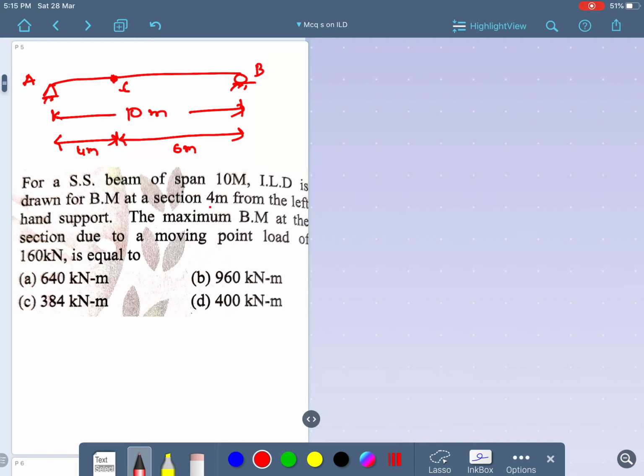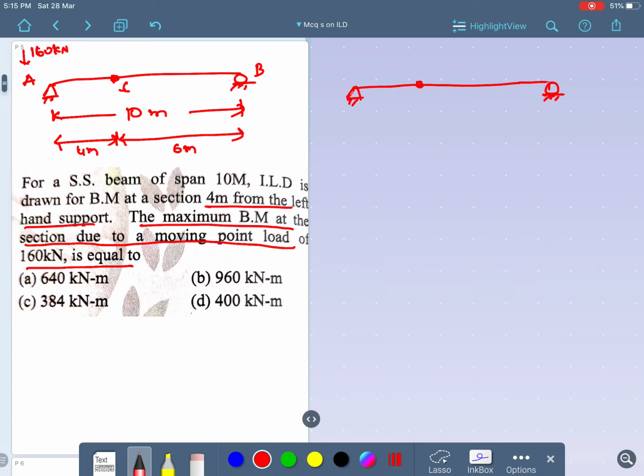They are asking for the maximum bending moment at the section due to a moving point load of 160 kilonewton. The 160 kilonewton load is moving from point A to point B, and we need to calculate the maximum bending moment at point C. How to do that? I am writing the section like this here, and let me take this as point C. From this point, it is 4 meter.